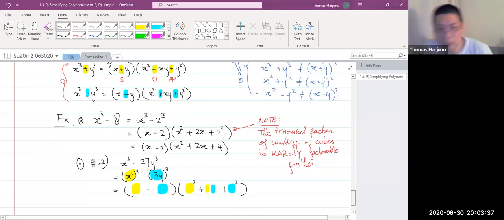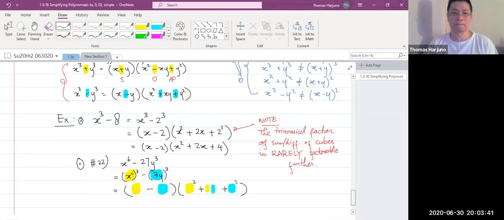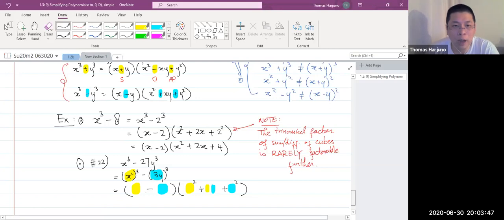Okay, I use color so that you can see the pattern. So yellow cube minus blue cube is yellow minus blue, yellow square, yellow minus blue, yellow square plus yellow blue plus blue square.